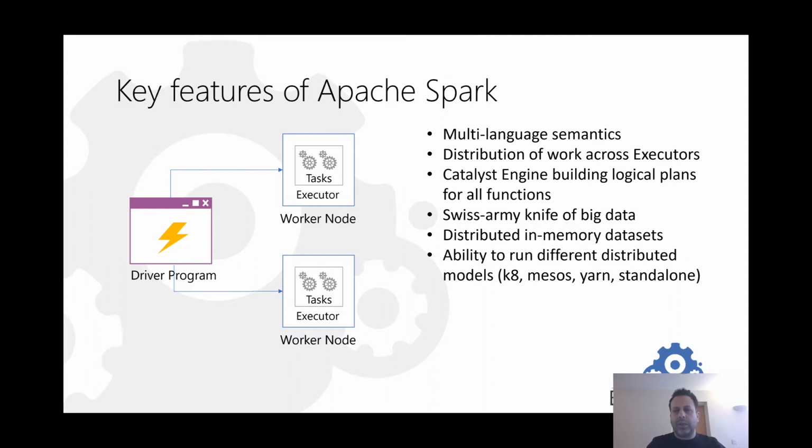The other thing is that there's an ability to run on lots of distributed models. So, for example, you can run on Kubernetes. Many people at the start of the Spark revolution were running on Mesos. You have HD Insight, which runs on Yarn. And you have a standalone version of Spark, which Databricks uses.